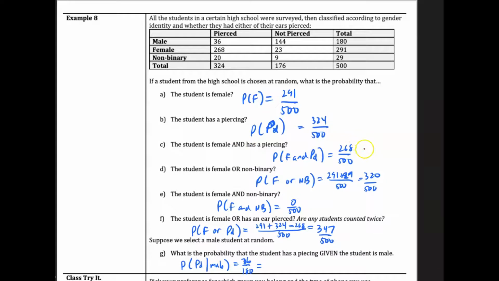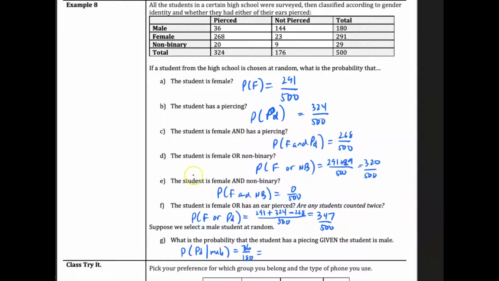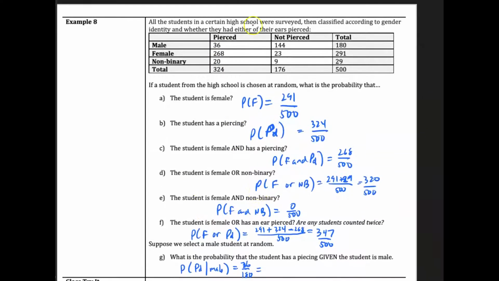And so you can see where I get the 260 out of 500. There's the total of being female and having a piercing. That's my P symbol. 268 female and piercing is "and." Student is female and non-binary. Notice you can't have them. There is no intersection, right? And so that would be a 0 out of 500, according to our contingency table. Female, non-binary, you will see there's no overlap within it.